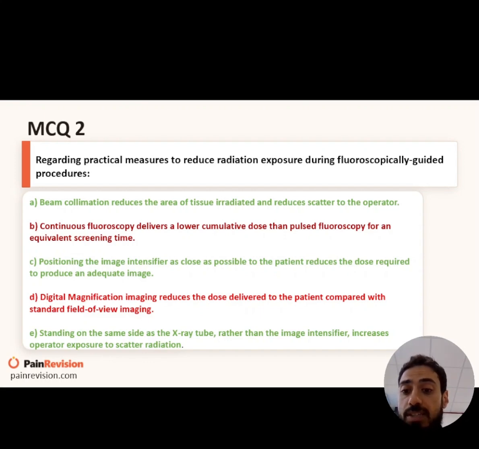And finally, choice E, standing on the same side as the X-ray tube increases the exposure to scatter radiation. That is correct. If you're closer to the X-ray source, you get more scatter.